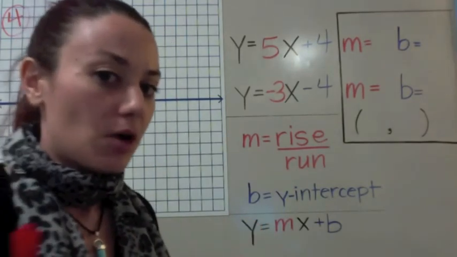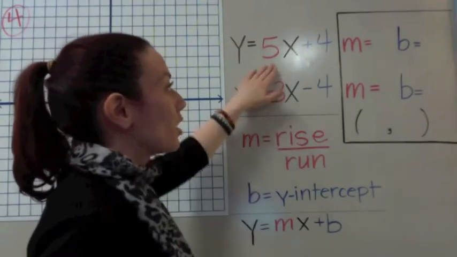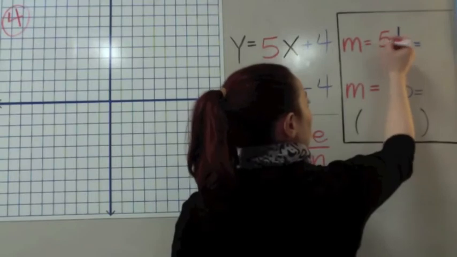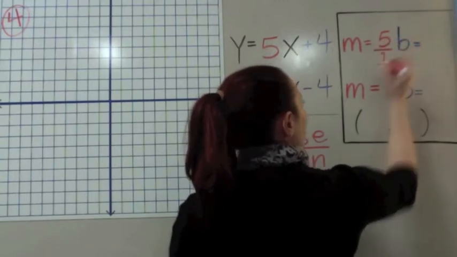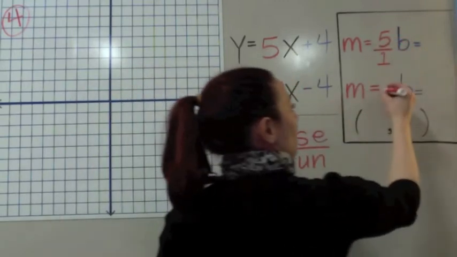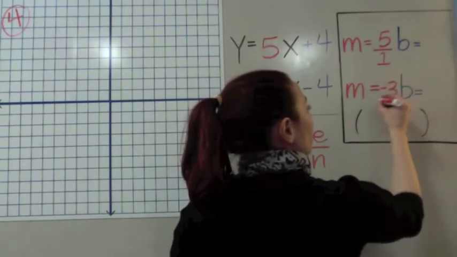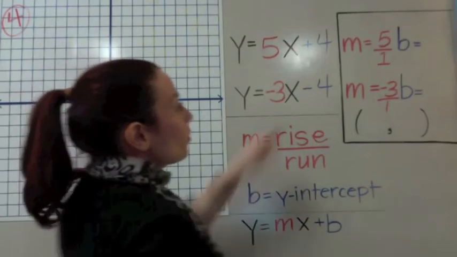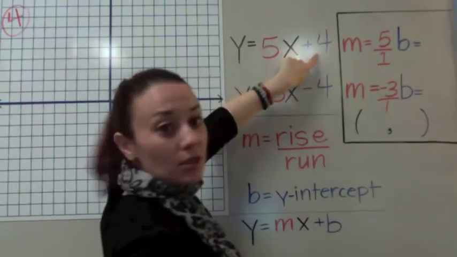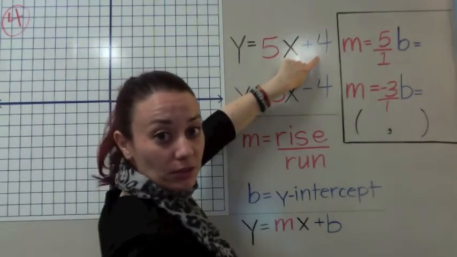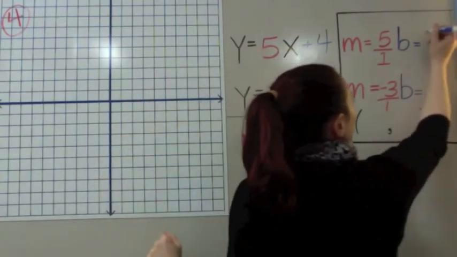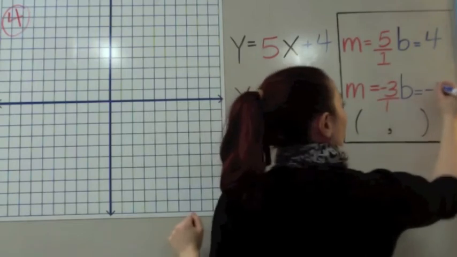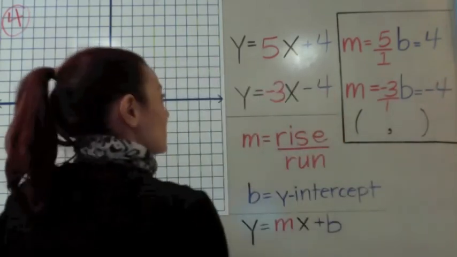Are you ready? Okay. So what is the slope of the first line? We know it's positive 5, but we can't really use just 5. We have to put it as 5 over 1. And then what about the negative 3? Negative 3 over 1, because you have to have a run, not just a rise. And your y-intercepts are different. For the first equation, it's what? Positive 4. And the second equation is what? Negative 4. Let's graph these lines.